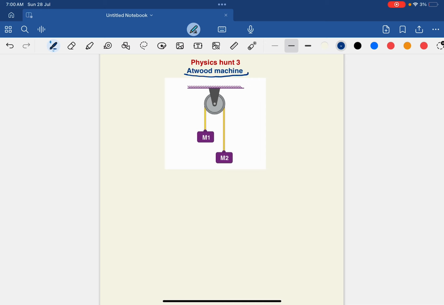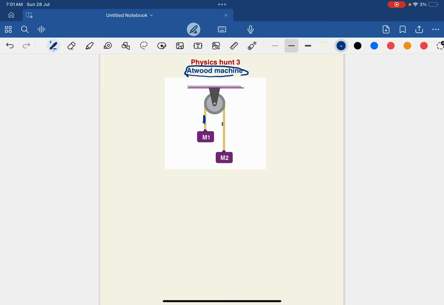In this video, I'm going to discuss the Atwood machine, class 11 physics. Look at this diagram here. We have two objects of mass m1 and m2 which are connected with the help of a massless string and a rotating pulley. This pulley will rotate either in the clockwise direction or the anti-clockwise direction.